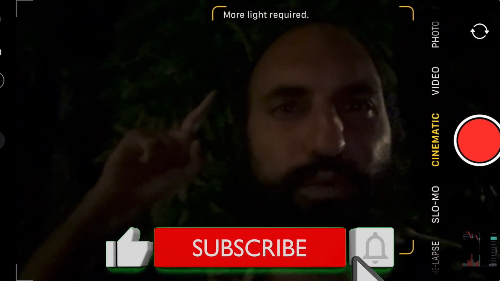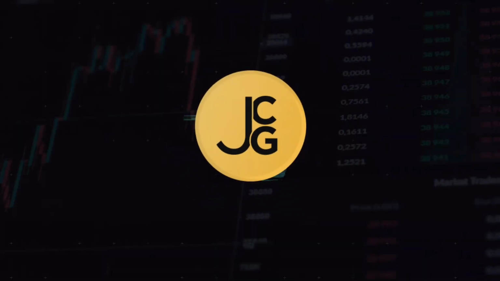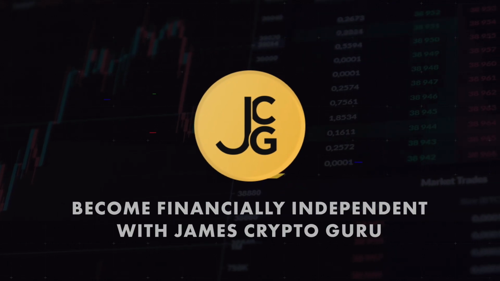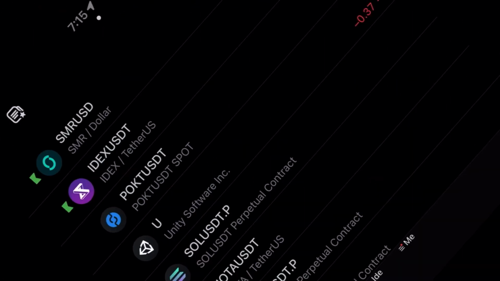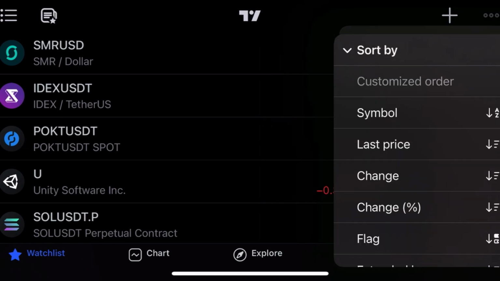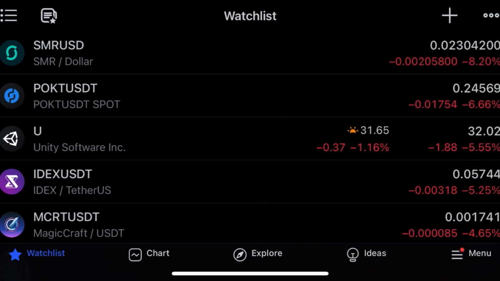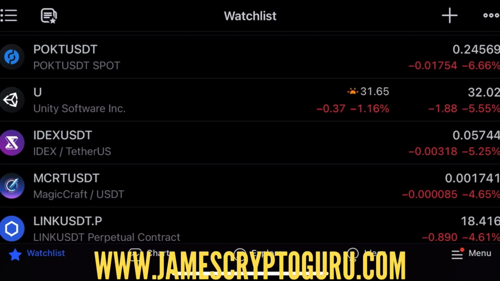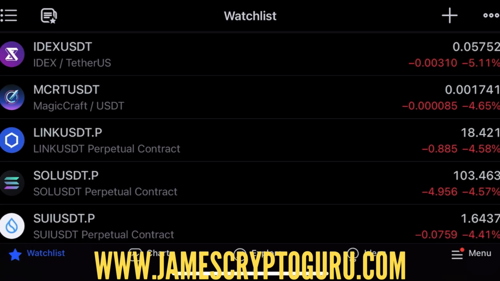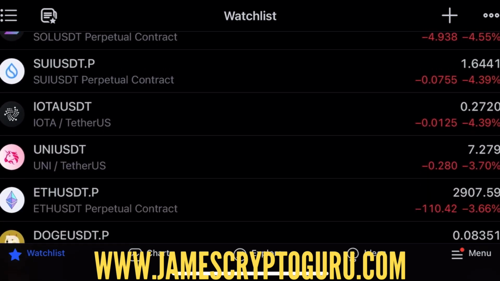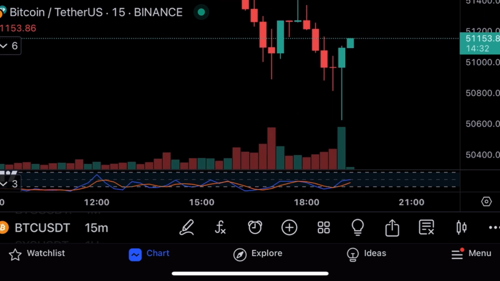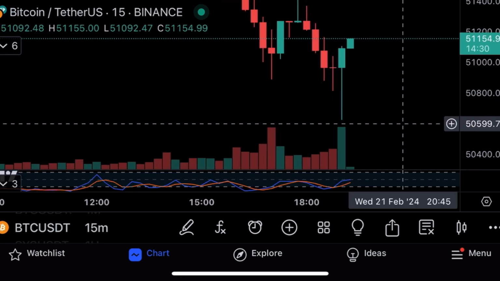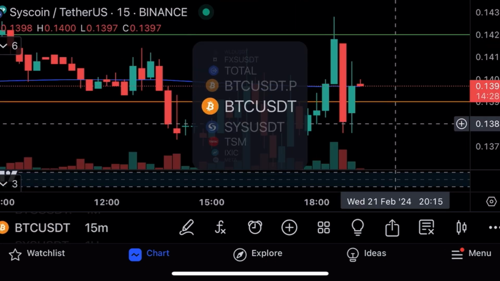Let's jump into technicals for Bitcoin now. We're going in, breaking 51 but bouncing here on support. The altcoins are getting destroyed in this. SMR 8%, 6% down on Pocket. Unity was down, IDEX down, MCRT down, Link down 5%, the entire market 5%, Uniswap 3.7%. Bitcoin is getting a bounce here right now. Look at that wick. It came down, wicked, touching the support line.